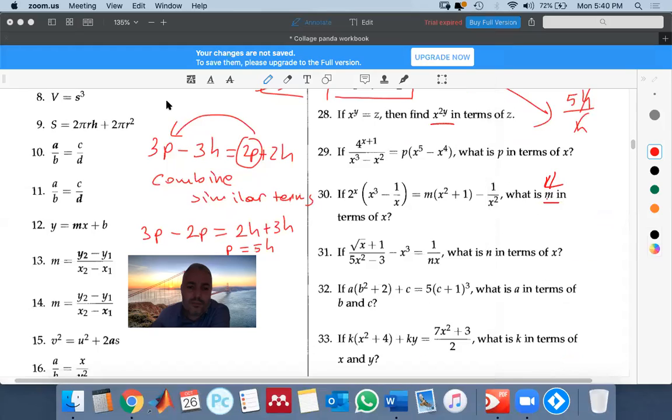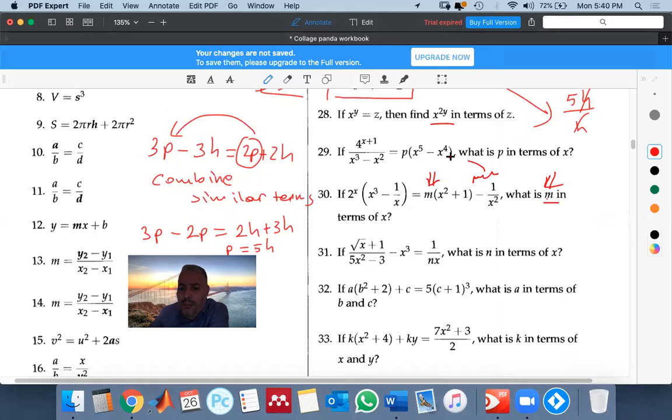Now, a new question. Yeah, this one. It seems difficult, but it's not. You want to find m, right? This is the question. Okay, sorry, you can't see the screen. Now, the question is this. What is m in terms of x? So we want m alone.